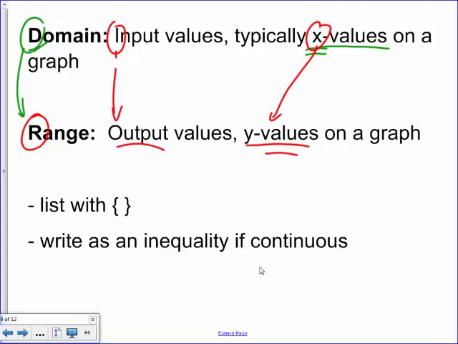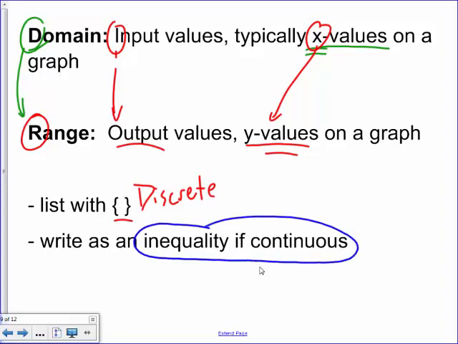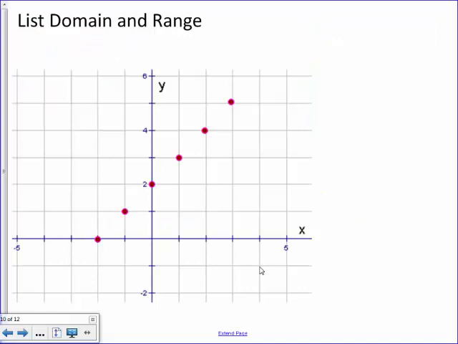So what we're going to do, if it's discrete, we're going to list it with curly brackets. If it's continuous, we're going to write it as an inequality, and you'll see that as we go here. So if I look at my first example, this is discrete because we have a bunch of dots. It says list the domain and range. So I'll put D, and I'll start a curly bracket to list my domains. Well, what are my domains? Remember, those are the x values. So maybe I'll just list all my points here.